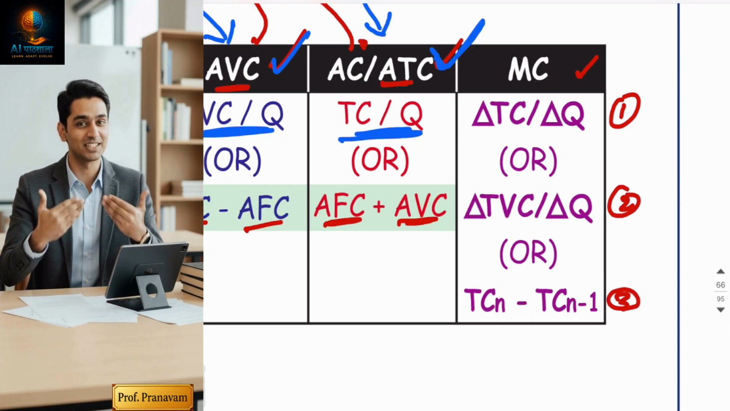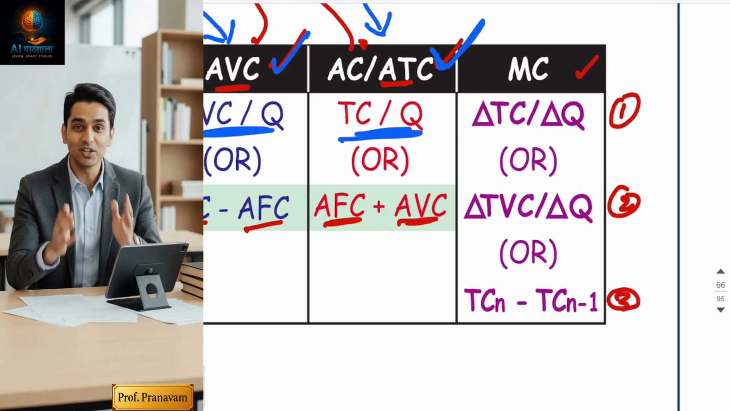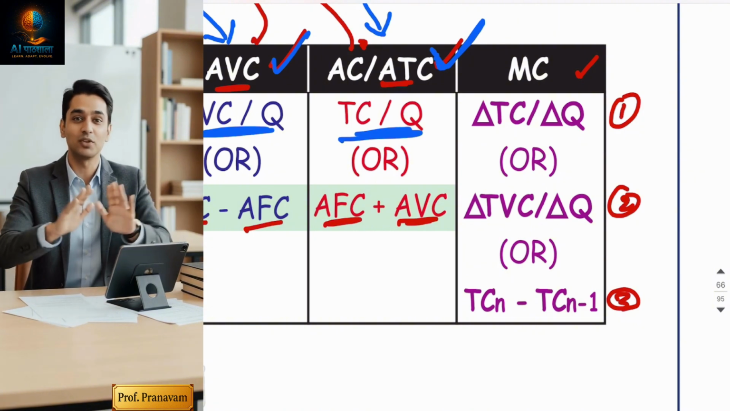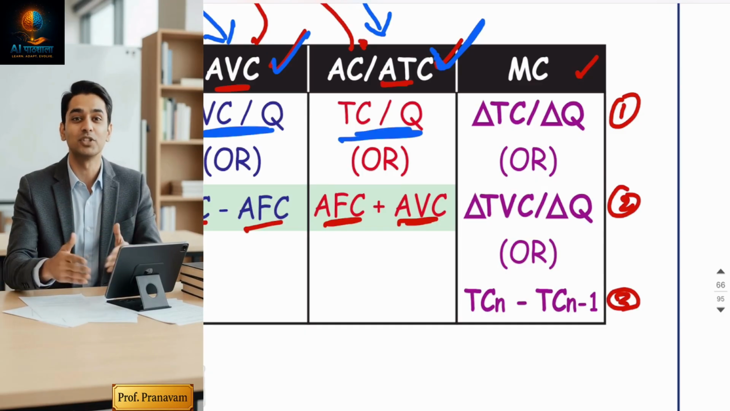Now this is a theoretical formula. It cannot be used in the calculation. But in the MCQs they can ask you. TCn means the current stage and minus 1 means the previous stage, and you have to take the difference of both. That is called change. Fine.